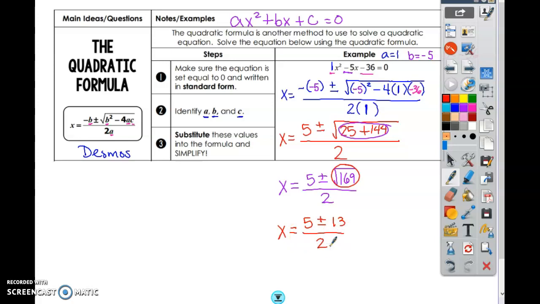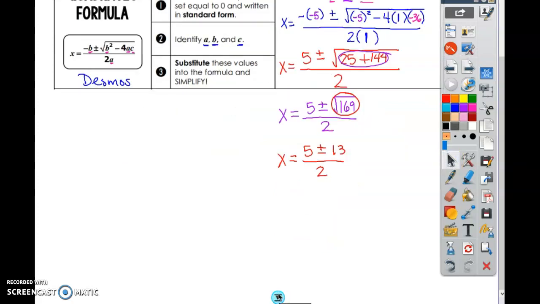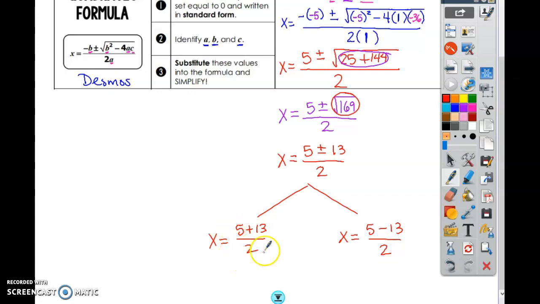This is going to give me 2 answers. I know, I'm almost done. And then I'm going to show you the easier way. This is going to give me 2 answers, okay? x equals 5 plus 13 divided by 2, and x equals 5 minus 13 divided by 2. So put this in the calculator, see what it gives you.